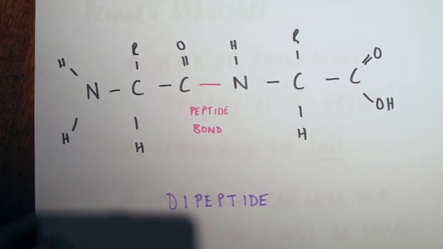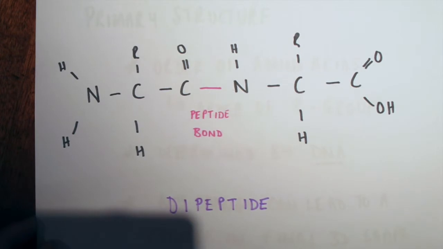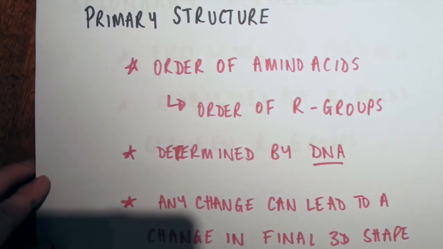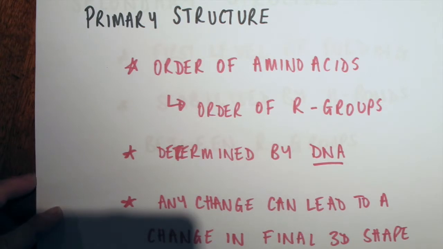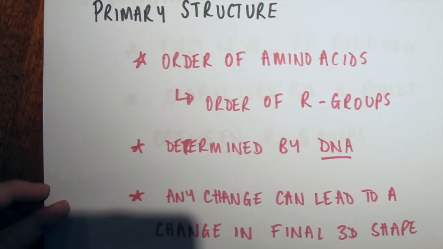As many amino acids join together, the protein will start to fold and form a 3D structure. There are 4 levels of structure. The primary structure is the first level of structure, and it is basically just the order of the amino acids, which really means the order of the R groups. This is the interaction between the R groups that will determine the next levels of folding. The primary structure is in itself determined by the DNA and by the genetic code, and any change in this can lead to a change in the order of the amino acids, which can lead to a change in the final 3D shape of the protein.